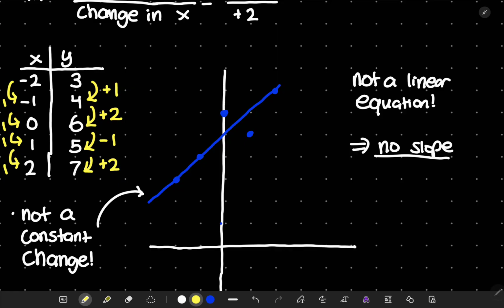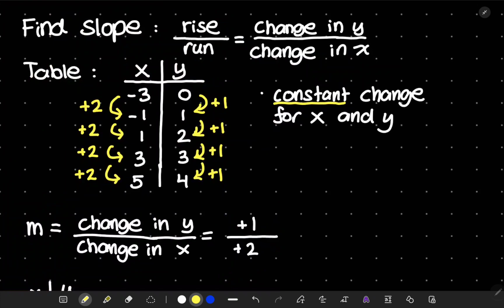That's basically it for this video. In the later videos, we're going to be talking about how to find slope through two other means.